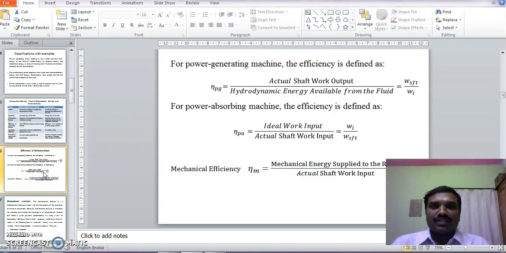For power generating machines, we have different efficiencies, like power generating efficiency: actual shaft work output to the hydrodynamic energy available from the fluid, whereas a power absorbing machine involves the efficiency: ideal work input to the actual shaft work input. Mechanical efficiency is the ratio of mechanical energy supplied to the rotor to the actual shaft work.